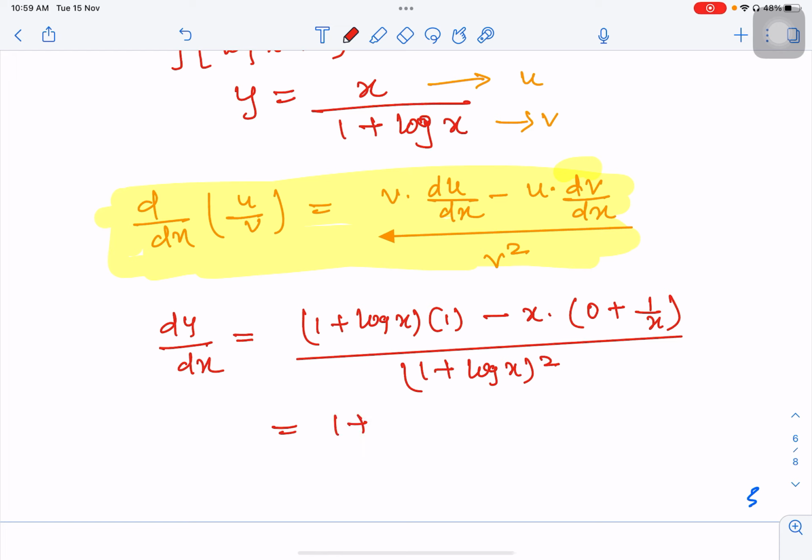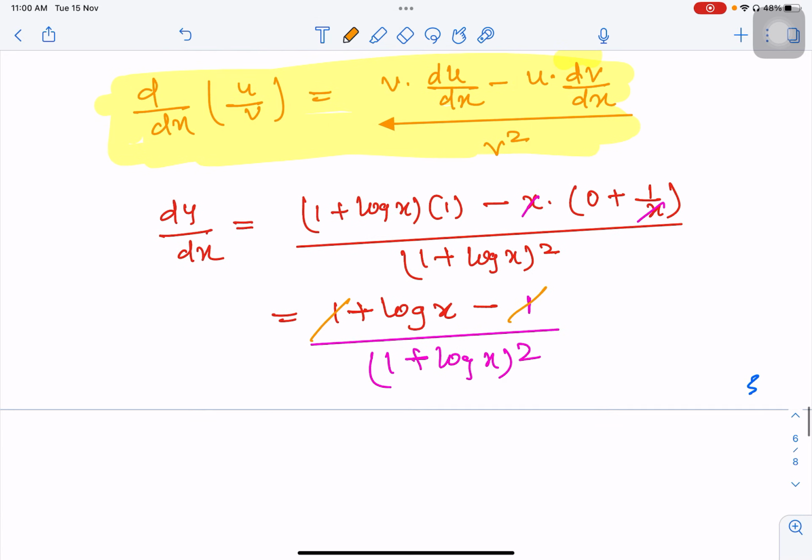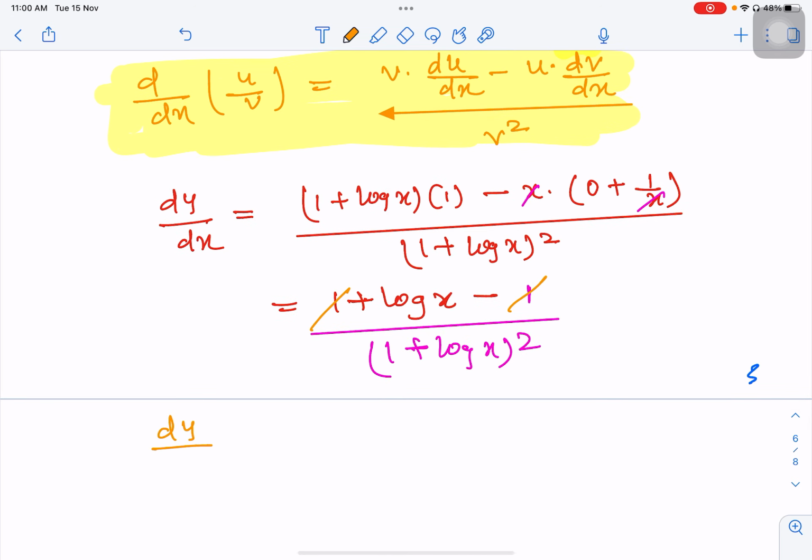So if you look at the numerator, it is 1 plus log x minus x into 1 upon x, which is nothing but what? See, this x and x will cancel, right? We'll have simply 1 over 1 plus log x the whole square. Right? Now this 1 and 1 will get cancelled. 1 plus 1 minus 1. So finally what will you get? dy by dx is nothing but log x over 1 plus log x the whole square.